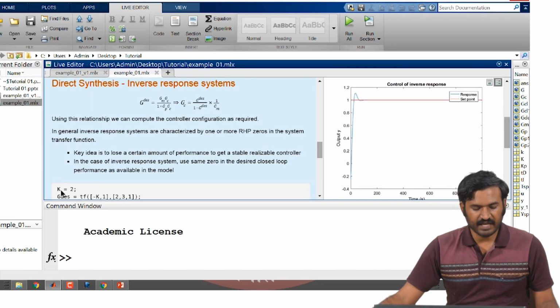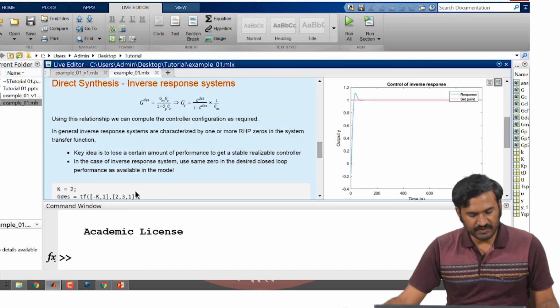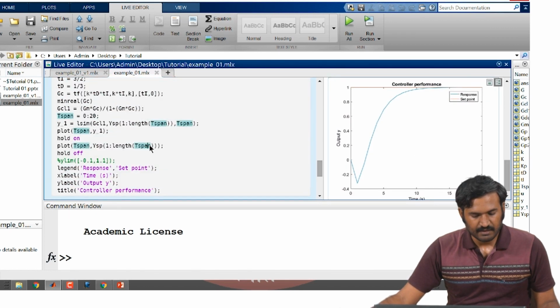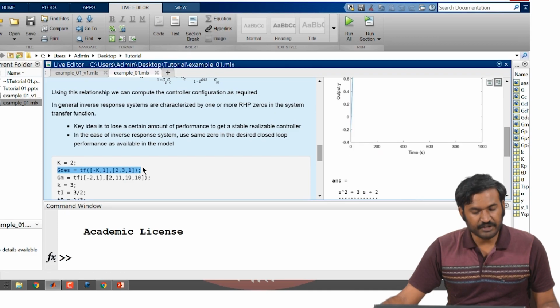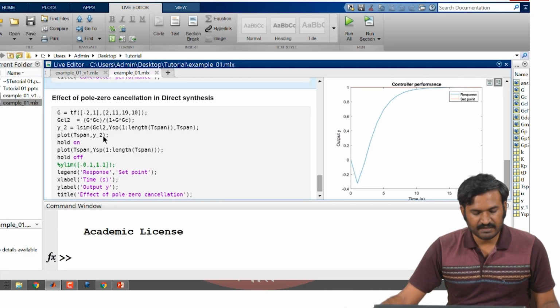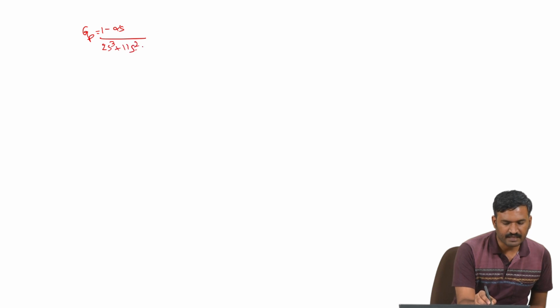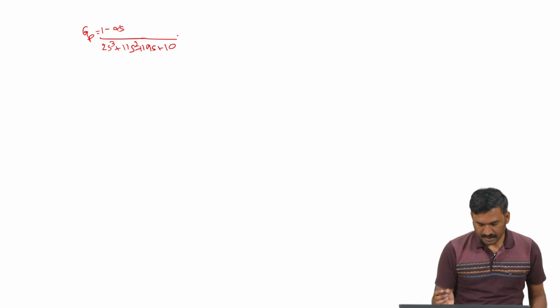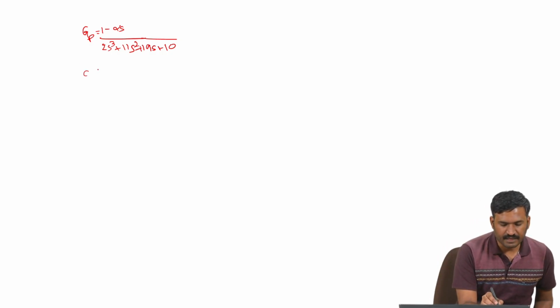Now, remember that we have designed the controller using the same zero which is 1 minus 2s in this G desired, and we are using the same controller for a system which has the same zero at 2 in the right half plane. Now, let us suppose the GP is assumed to be (1 - alpha s) divided by (2s^3 + 11s^2 + 19s + 10). Then the controller which we designed is (s^2 + 3s + 2) divided by s.